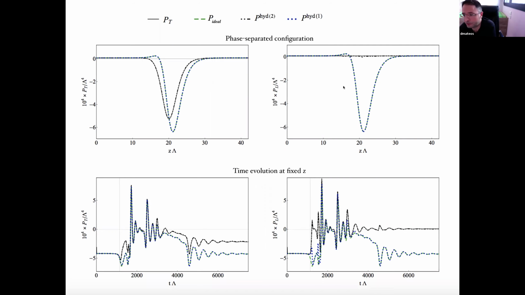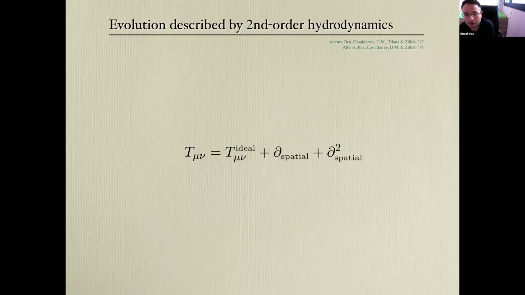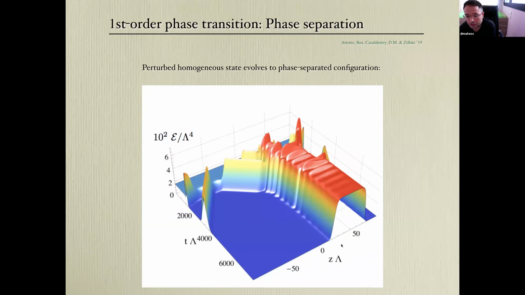So it was bound to fail here. And what is actually remarkable, in my opinion, is that second order hydro does such a good job. That's because what is really important in the interface are the second order spatial gradients. You're interpolating between a very high energy density and a very low energy density, so the second order spatial gradients are very large here. You need to include them if you want hydrodynamics to give you a good description of the interface.